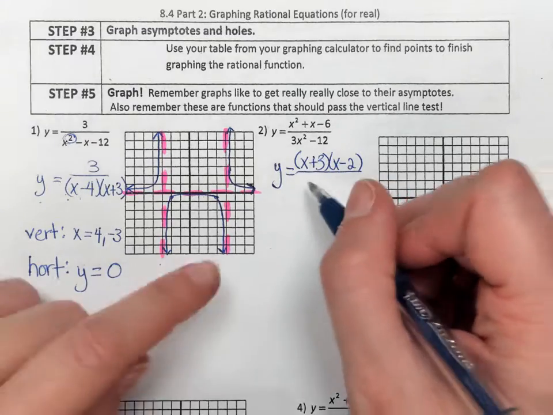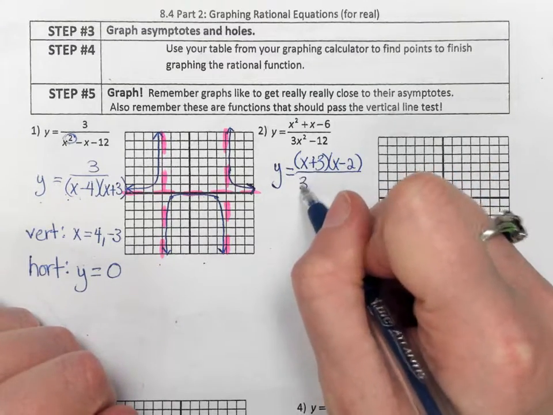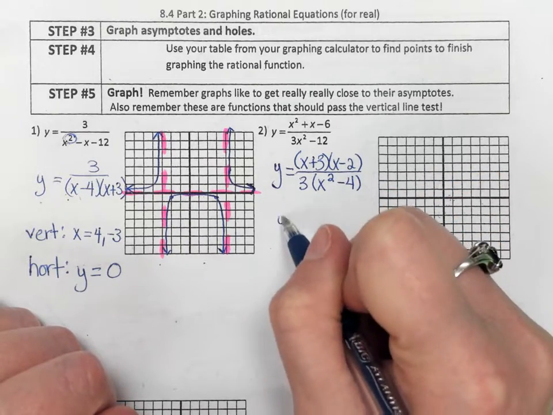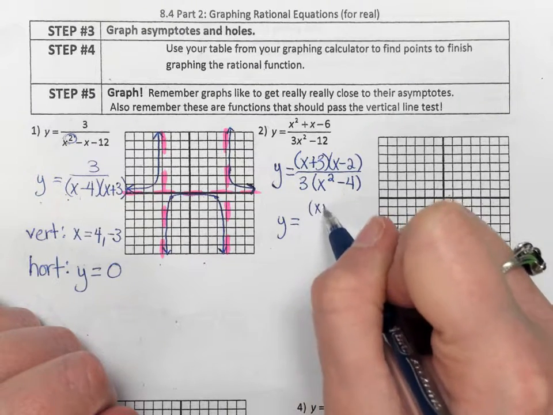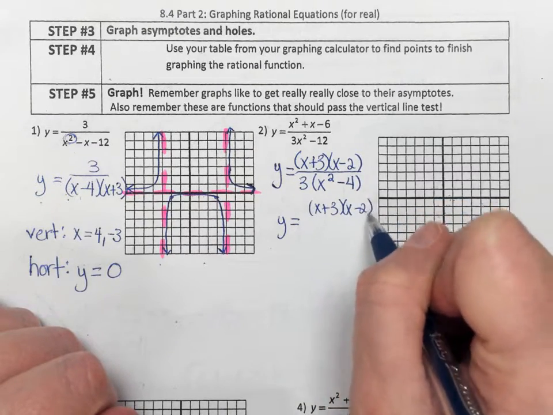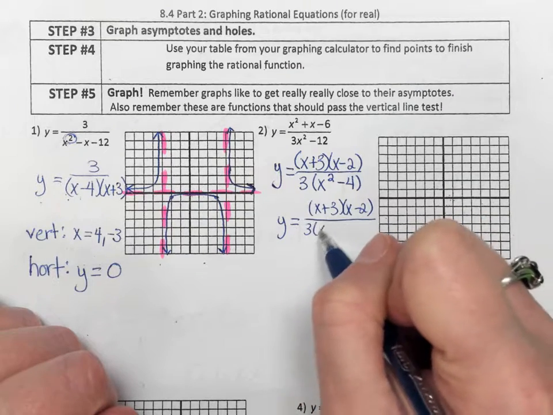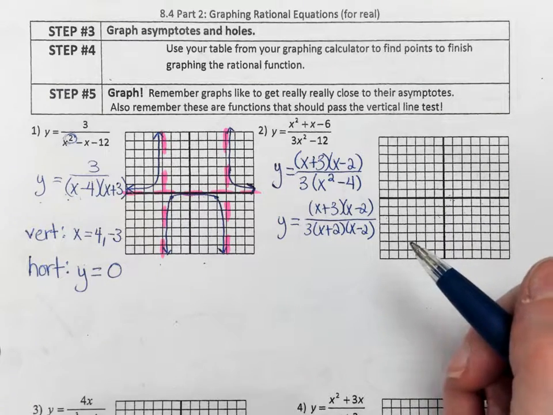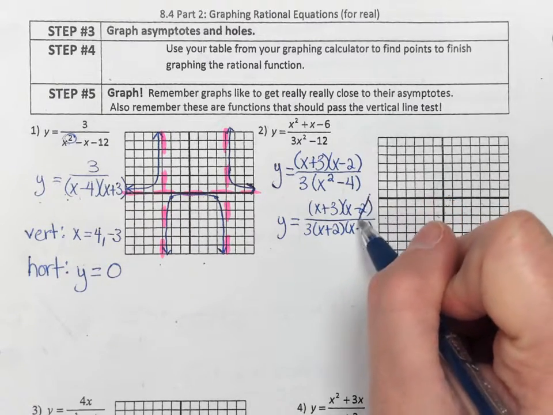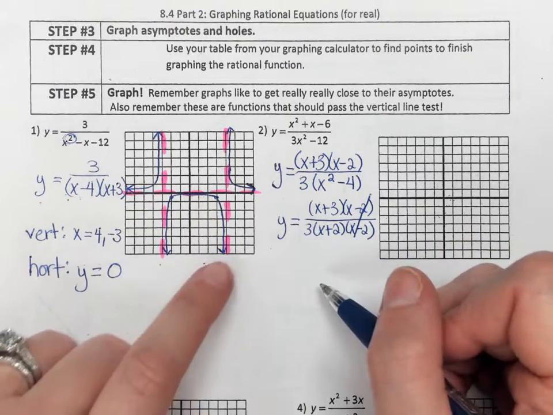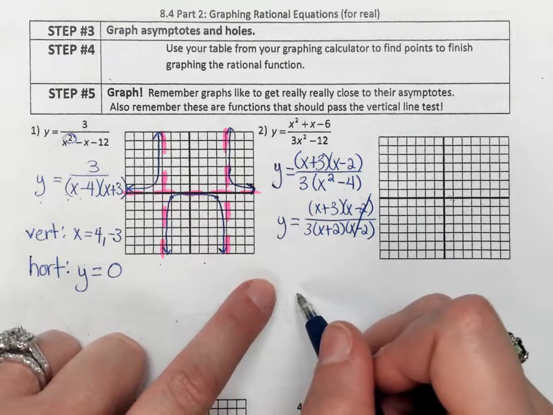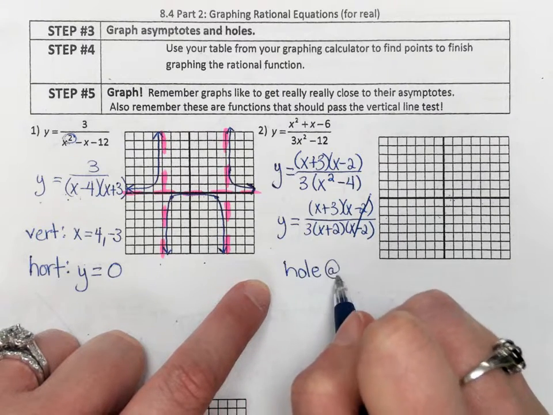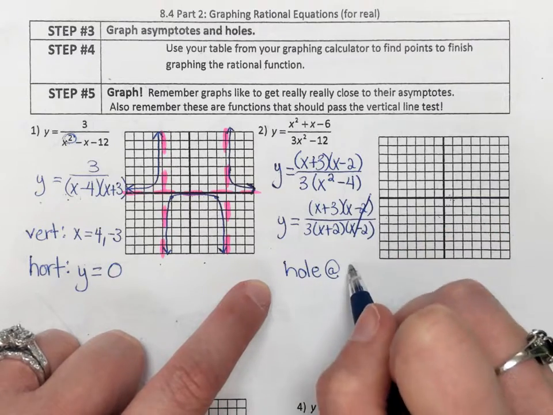All right, what about the bottom? Pull out a 3, very good. I can keep going. On the bottom, x squared minus 4 factors as x plus 2 and x minus 2. What happened? They cancel. If they cancel, what is that? That's a hole. Very good.